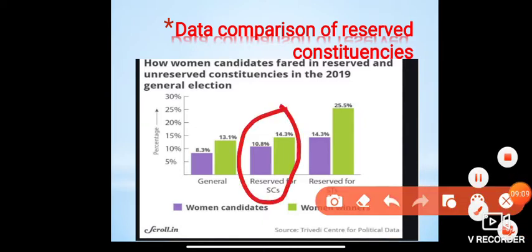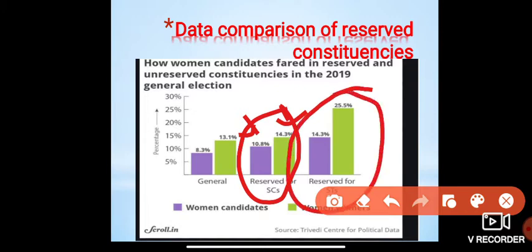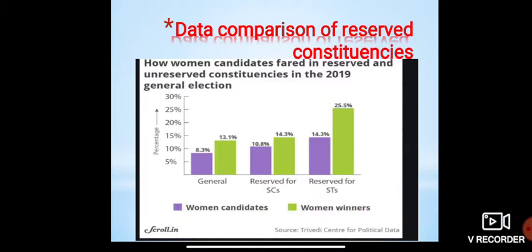Then for the constituencies reserved for SC, scheduled caste, the women candidates were about 10.8%, and the winners were about 14.3%. Similarly, for those reserved for ST, scheduled tribe, there were 14.3% women candidates and 25.5% women winners. So this is a data comparison between general constituencies and those reserved for scheduled caste and scheduled tribe.